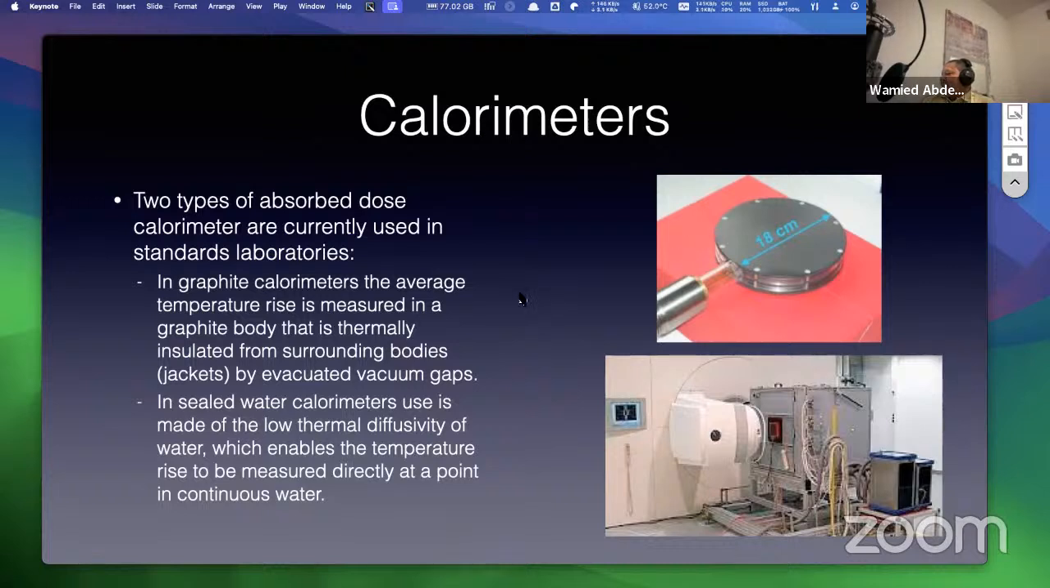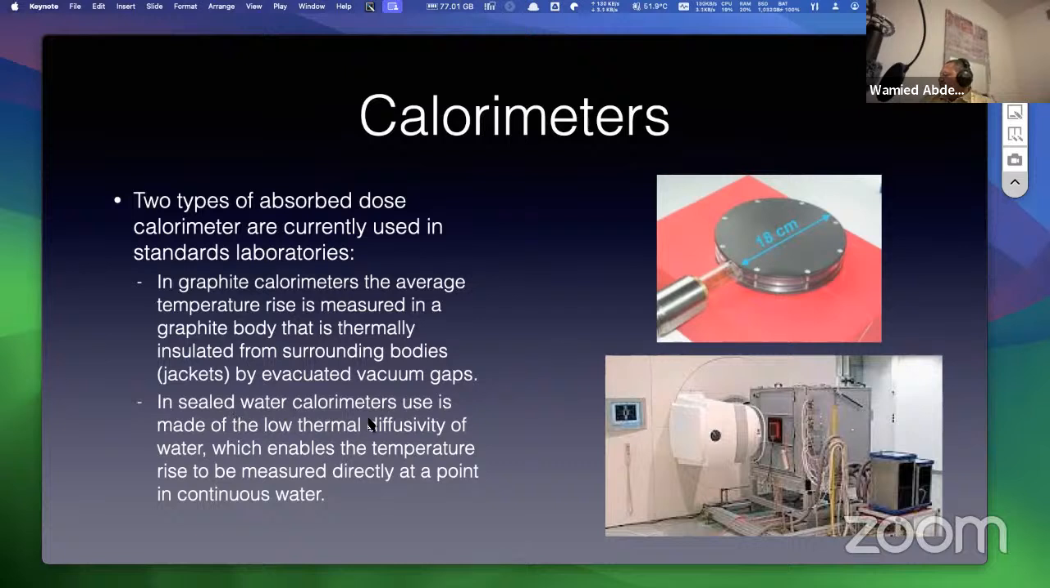And that's why sometimes they are in vacuum, like for a graphite calorimeter. So although the concept of using them is very simple, in practice applying it is really very difficult.